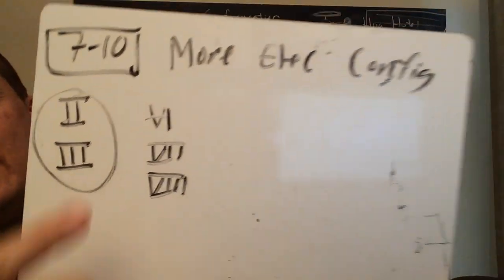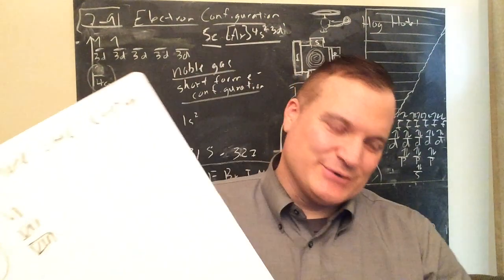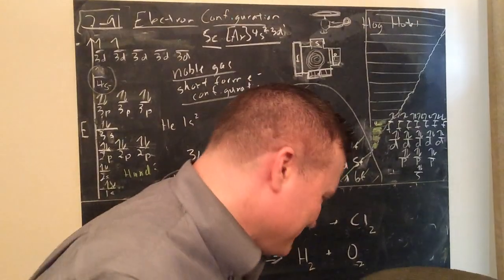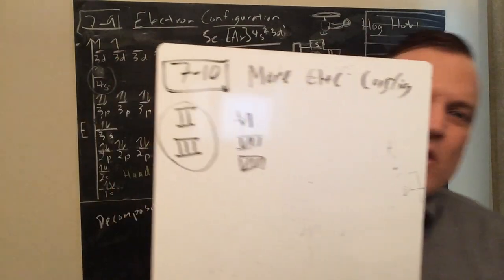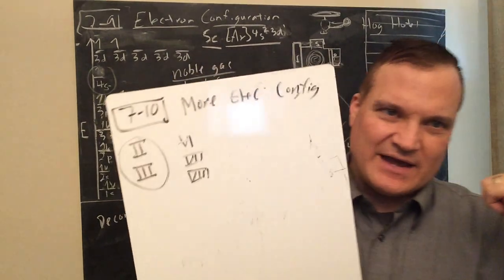All right, 7.10. I might call it 7.10 Part 2 or Electron Configuration Part 3. I don't know. We'll see. But it's going to be more electron configuration stuff. We already did 7.10 short form in the last one.